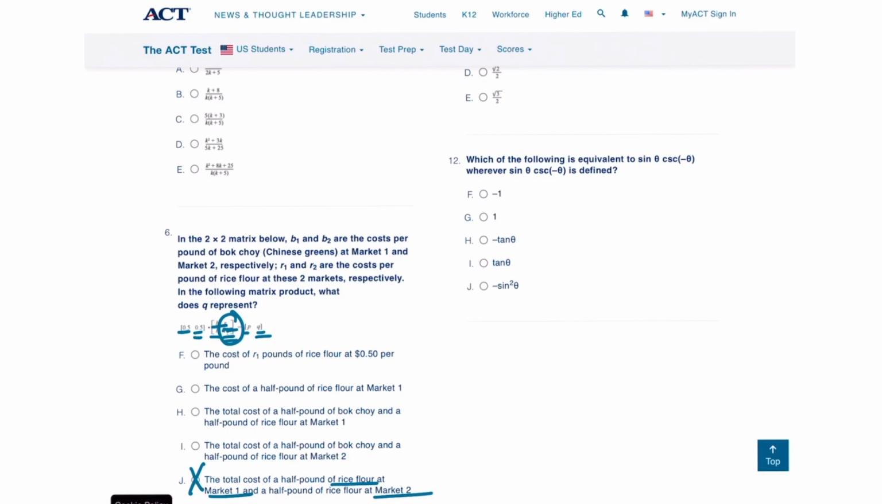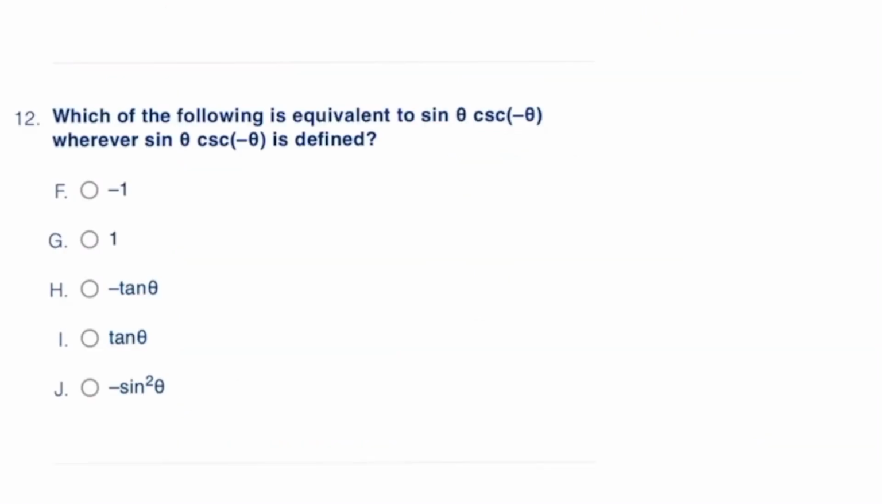And we have finally made it to the last question of this section, question 12, where we're using our knowledge of trig functions, which if you have your negative on the inside, that's just the same as bringing that out to the outside. So we want to know which of these is equivalent.